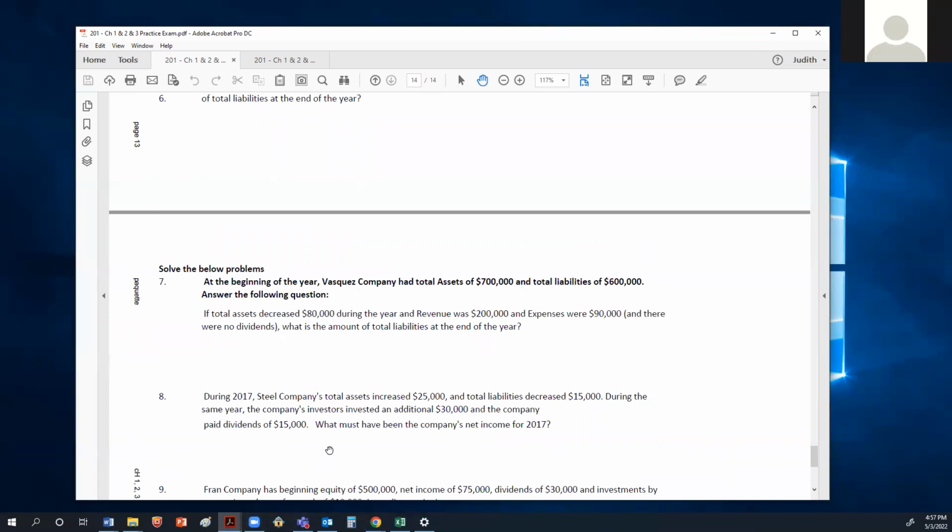So solve the problems below. At the beginning of the year, Vasquez had total assets. Oh no, that's for a different problem. Sorry. During 2017, Steele's total assets increased 25, total liabilities decreased 15. What must have been the company's net income?